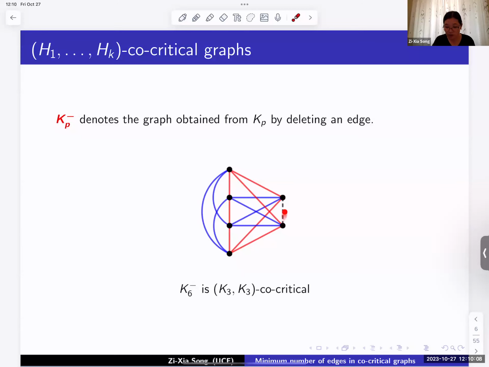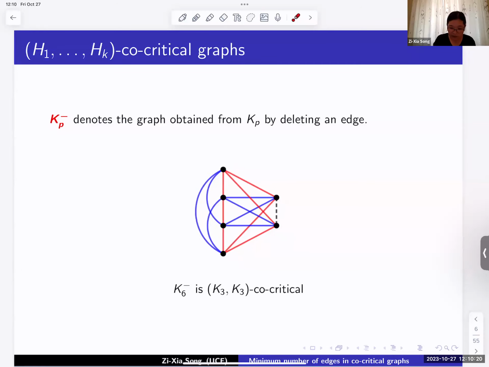Now, I only have one missing edge. If I add this missing edge, I obtain a K6, right? And we knew K6 arrows K3. So this graph is K3 co-critical.